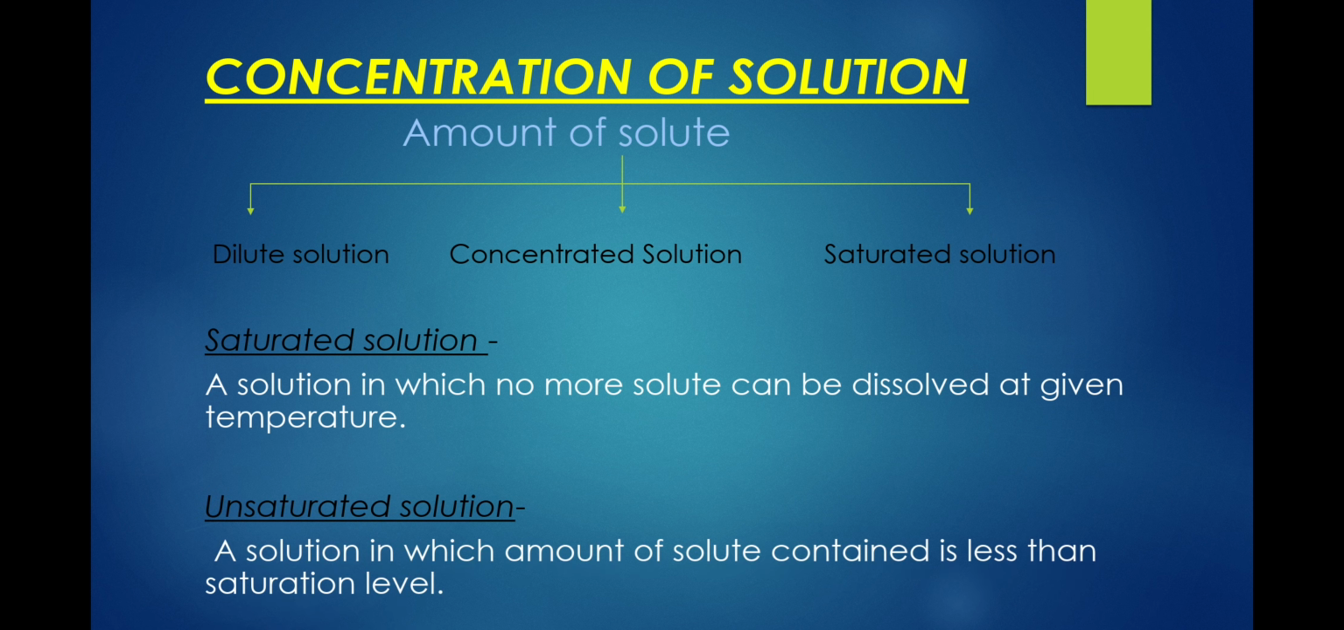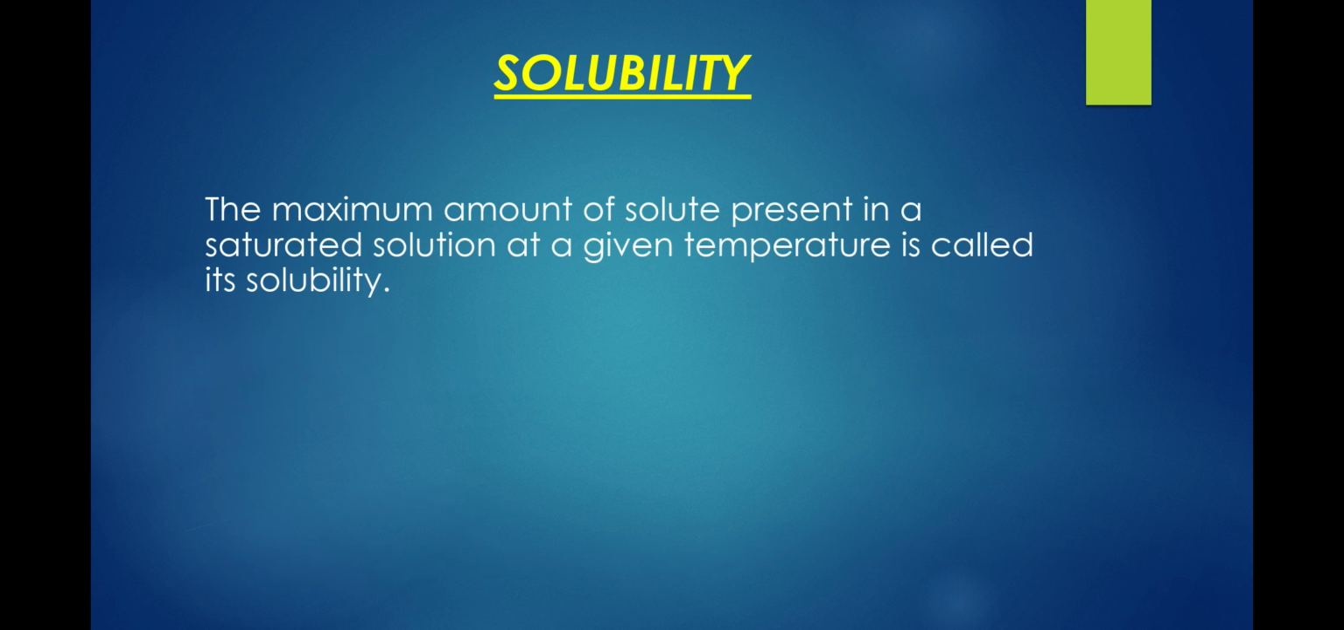Unsaturated solutions are those solutions in which the amount of solute contained is less than the saturation level. So when we were adding sugar in the water to make the sugar solution, the solution was unsaturated till no more amount of solute, or sugar, could be dissolved. Then the solution became saturated. The maximum amount of solute present in a saturated solution at a given temperature is called its solubility.